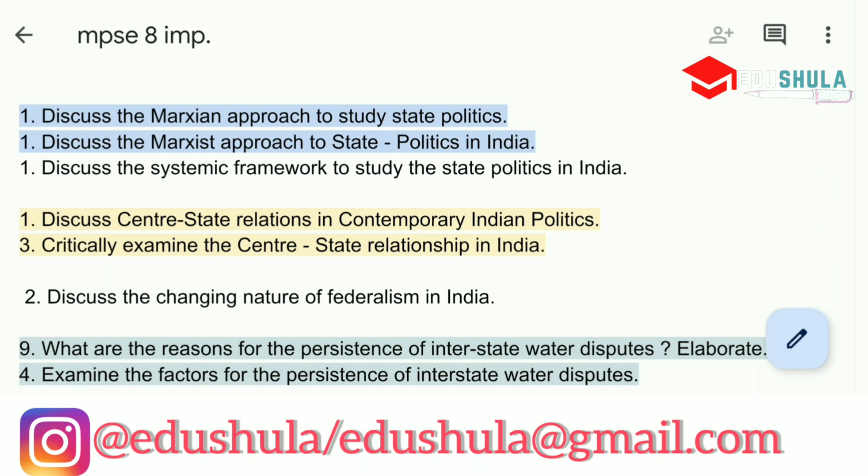Discuss the Marxist approach to study state politics in India. Discuss the systematic framework to study the state politics in India. Discuss center-state relations in contemporary Indian politics. Critically examine the center-state relationship in India. Discuss the changing nature of federalism in India.